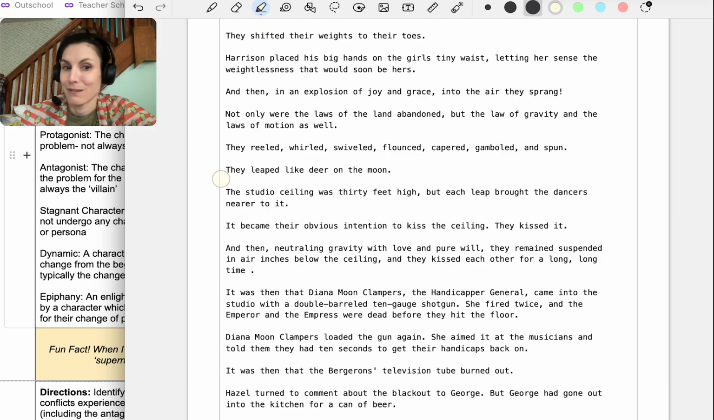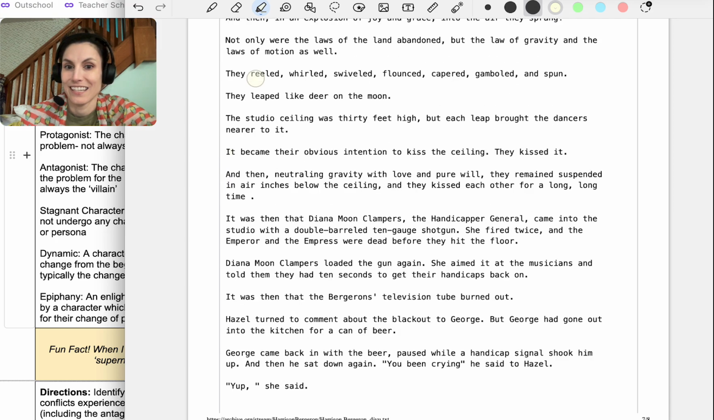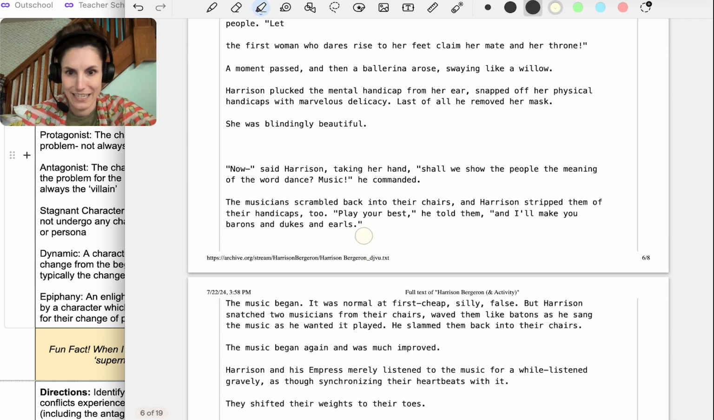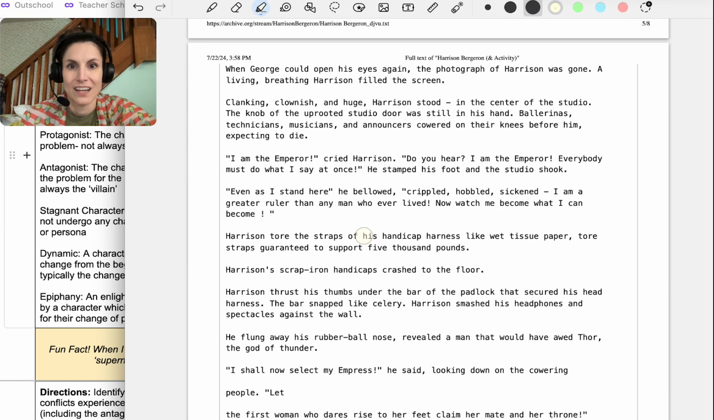And under the threat of he was going to kill her. And then when Miss Diane Moon Glampers comes, he gets killed immediately. He doesn't have the chance of surrendering here. But we could also say when he comes, he says, "I am the emperor. Do you hear me? I am the emperor." Now, this doesn't exactly sound like somebody who was going to, I don't know, lead the nation into democracy.